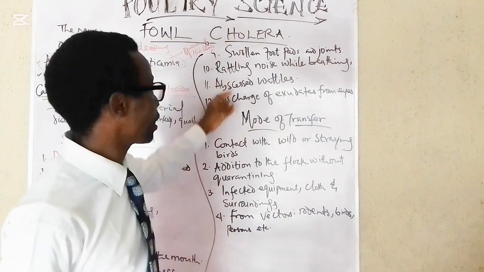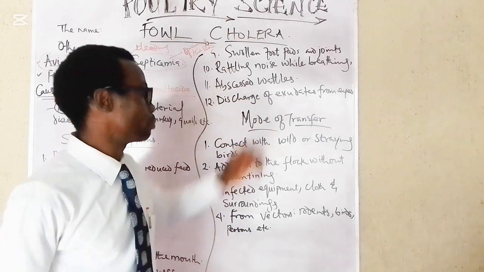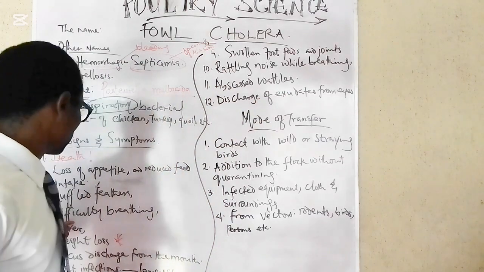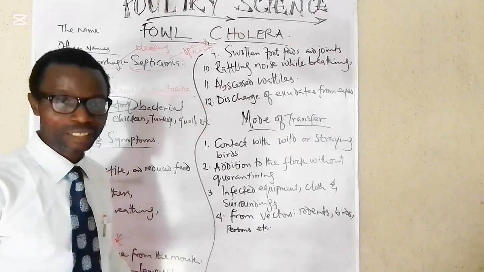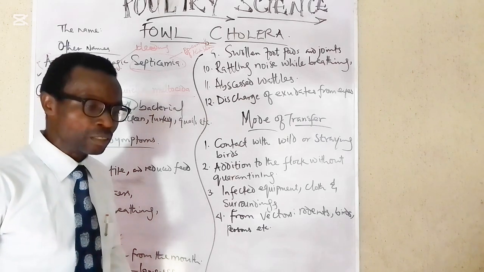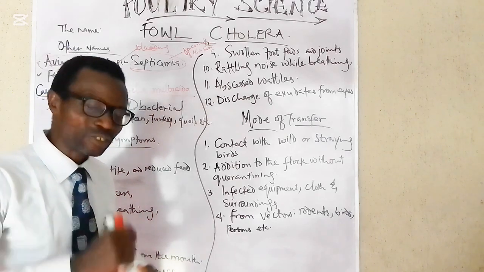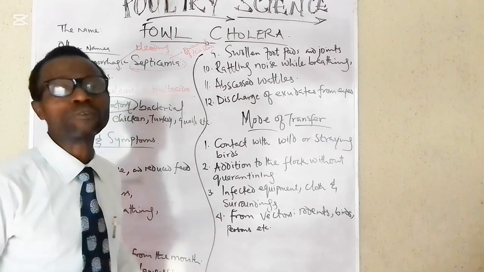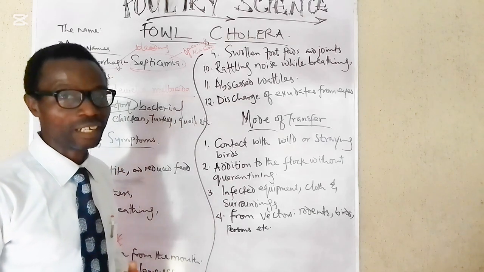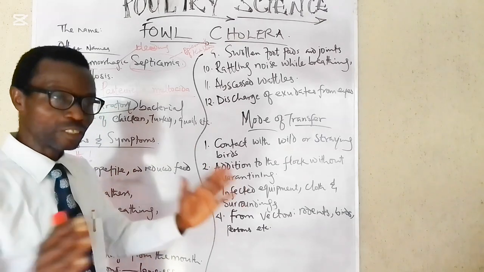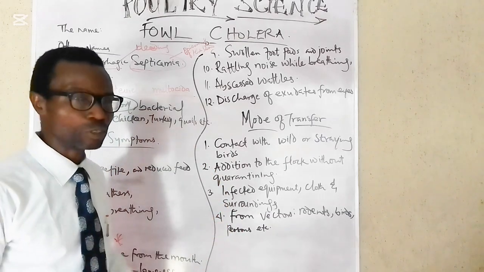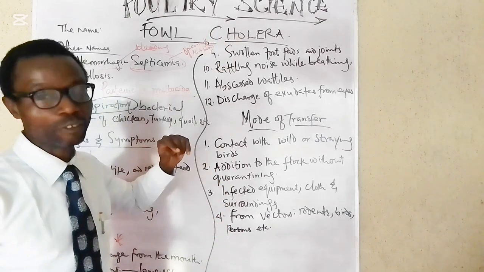Then number 10, you have a rattling noise when breathing. Now, difficulty in breathing is linked with this. They can't breathe freely, effortlessly, but almost laboured, and you keep on hearing some rattling sound, you know that the bird is affected. So when you look at all these signs and symptoms, it points to fowl cholera.